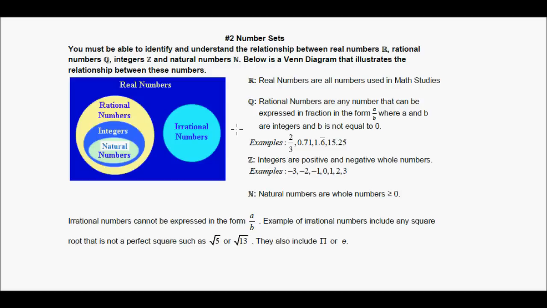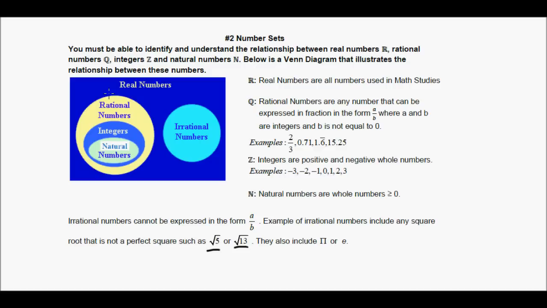Okay, so if you look at this right here, this is kind of a handy little cheat sheet. Real numbers: all numbers used in studies are real. Rational numbers are anything that can be expressed as a fraction. Integers are positive and negative whole numbers. Natural numbers are greater than or equal to 0. And then irrational numbers, they're always going to use something like pi. These are numbers that can't be expressed as a fraction. Pi is a non-terminating decimal that doesn't repeat, and then there's any square root that's not a whole number, like square root of 5, square root of 13, square root of 11, anything like that.